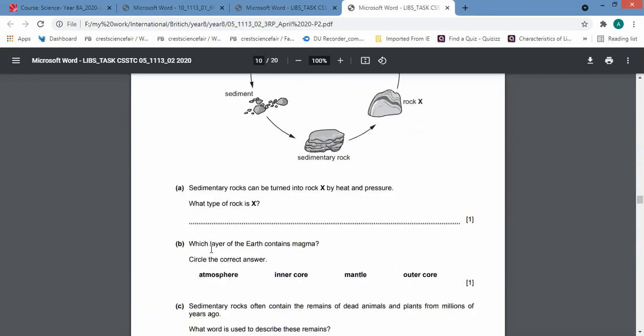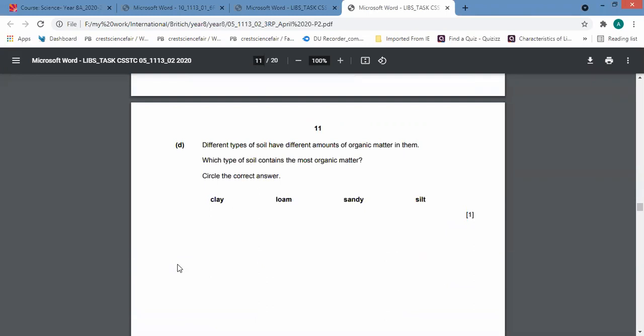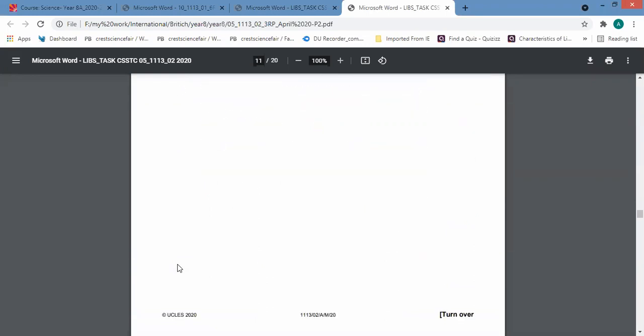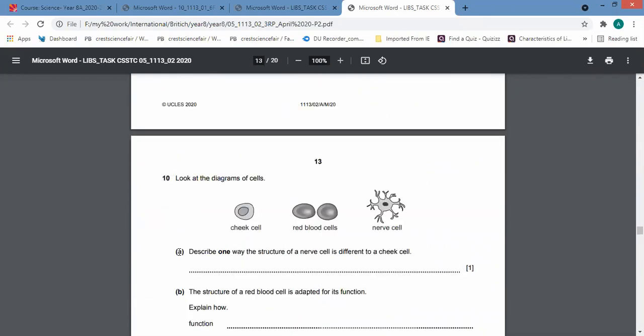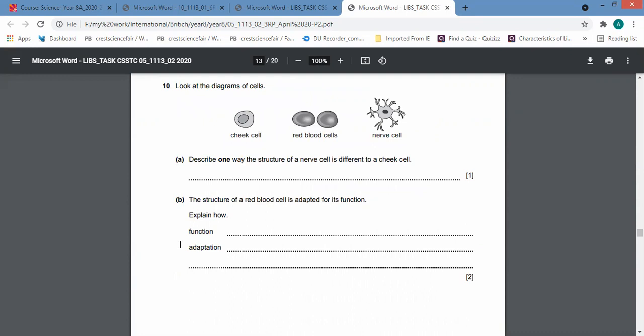Question 10, right? Yes. Look at the diagrams of cells. We have three figures: cheek cell, red blood cell, nerve cell. Okay.